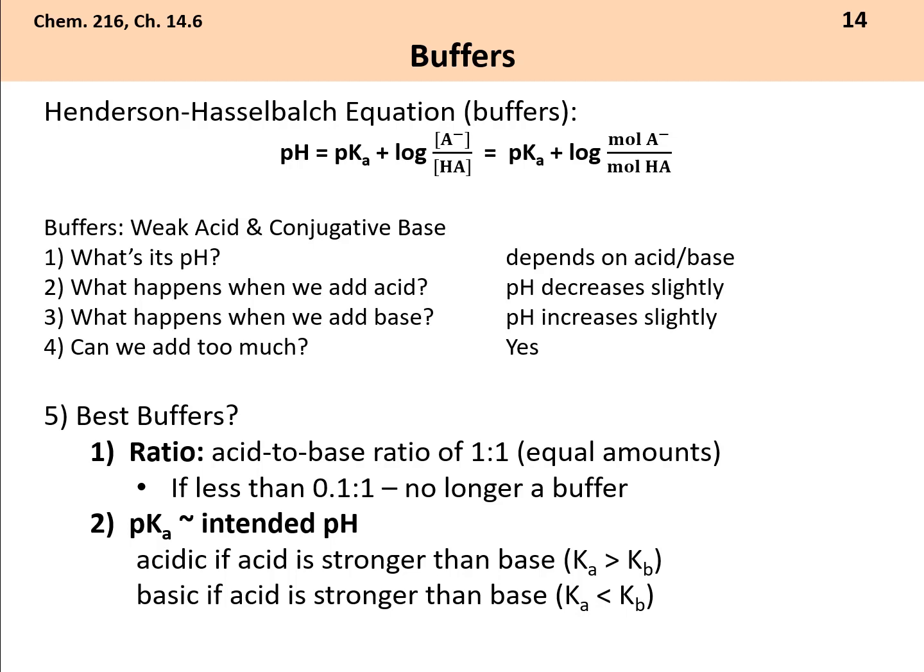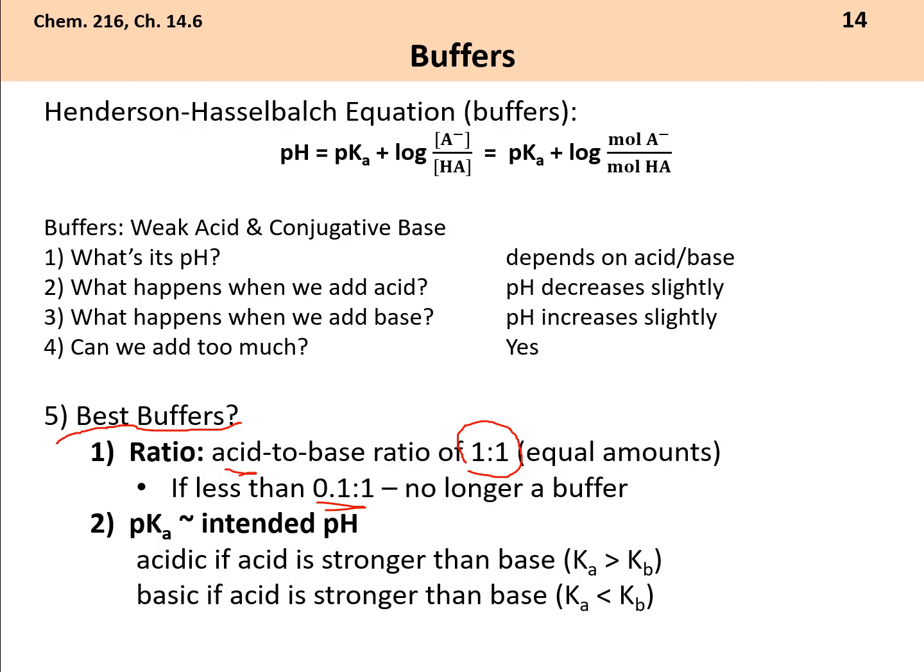So what makes for a good buffer? Well, there are a few rules. Generally, when we want to do a buffer, we want to have an acid to base ratio of about 1:1, so about equal amounts of whatever my acid is and my base. If I have dramatically less, if I add 10 times more of one, it would no longer be a buffer.